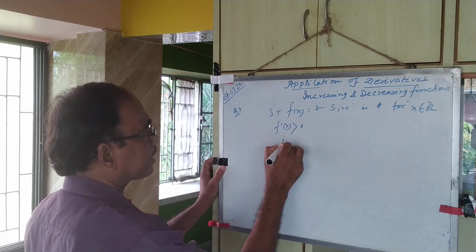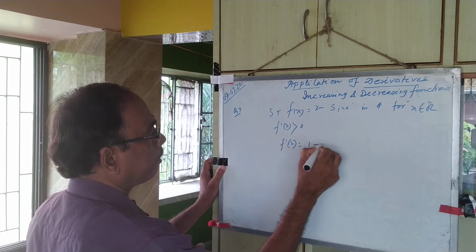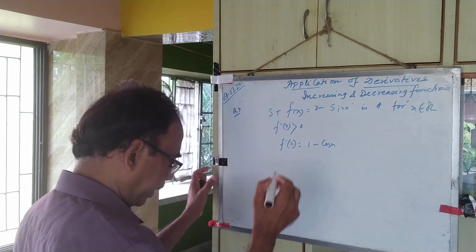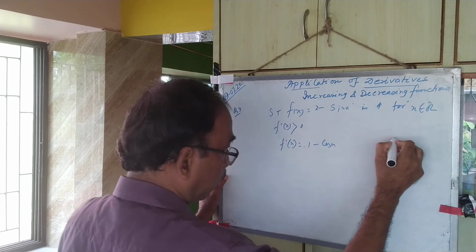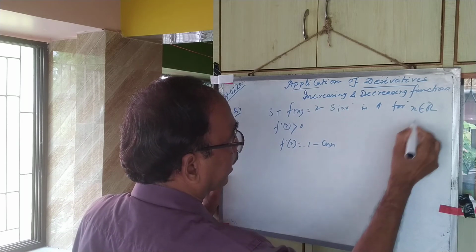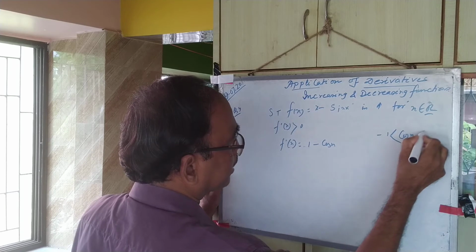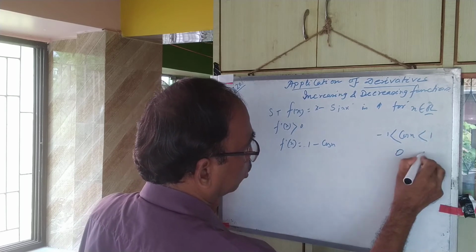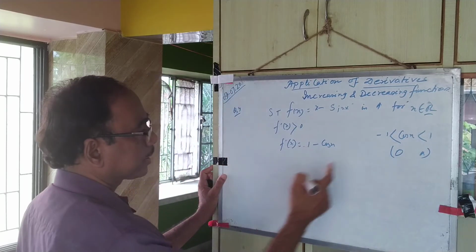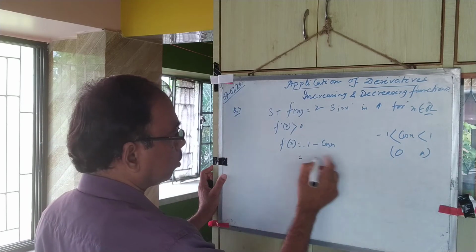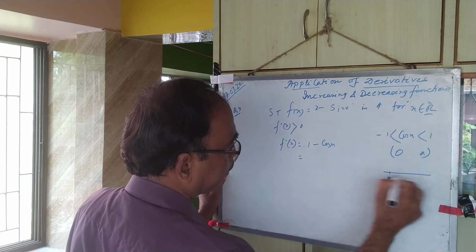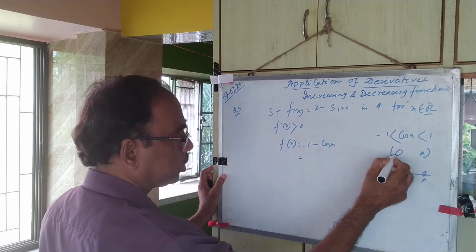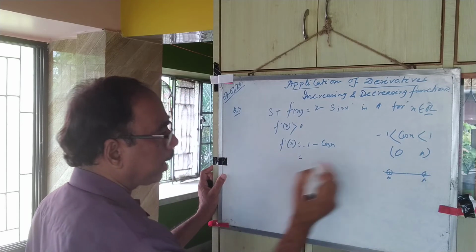So here f dash x equals 1 minus cos x, because cos x, for any real number, lies between minus 1 and 1. Cos x lies from 0 to pi. Cos 0 is 1, and within the interval 0 to pi, 0 is not included. Cos 0 is 1 and cos pi is minus 1.